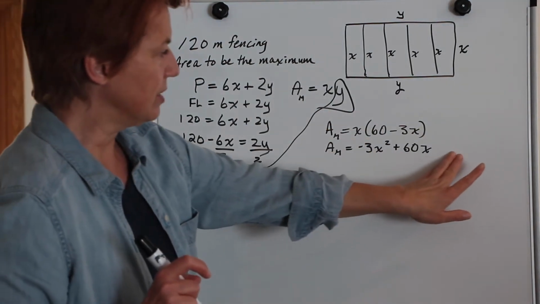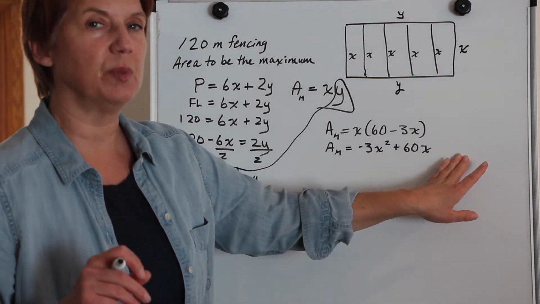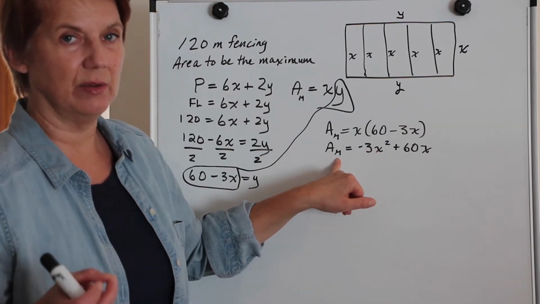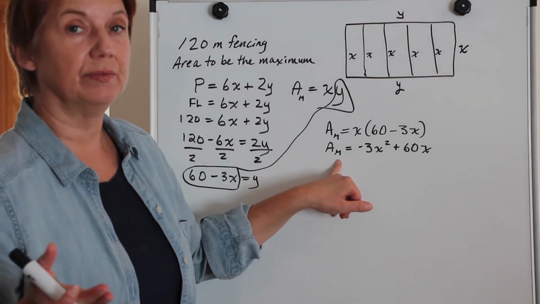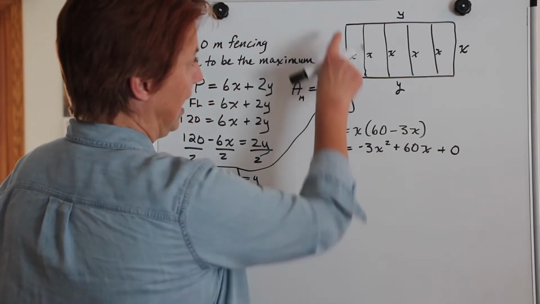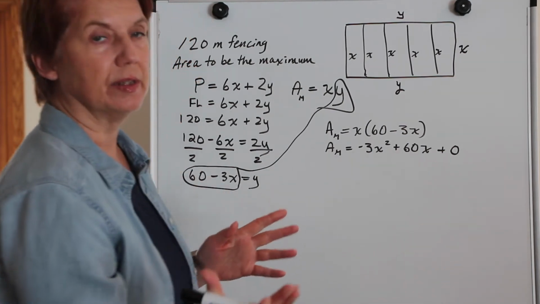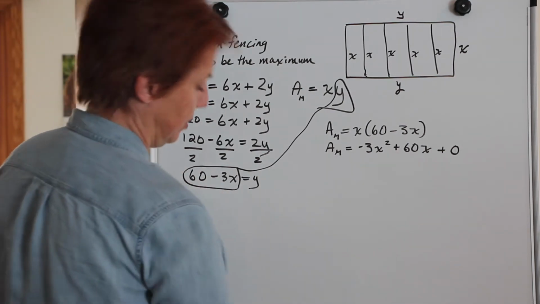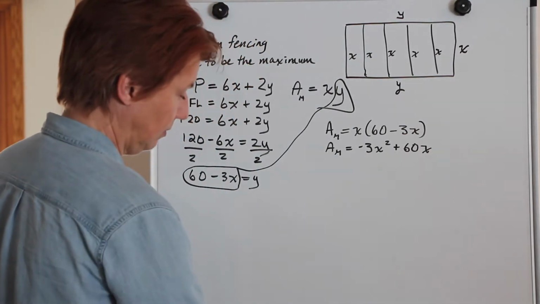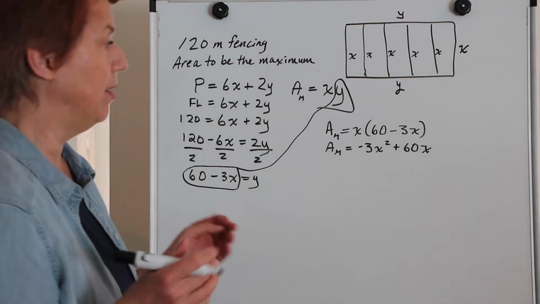I want you to notice that there's no constant, okay? And the reason for that is because the area, if x was 0, would be 0, right? So I could put that out here and I could say, okay, well, if this length is 0, what's my area? Well, it's 0, isn't it? Okay? So obviously we don't write the 0 there, but just so that you know why it's 0. It's because, again, if x is 0, we don't have an area at all.